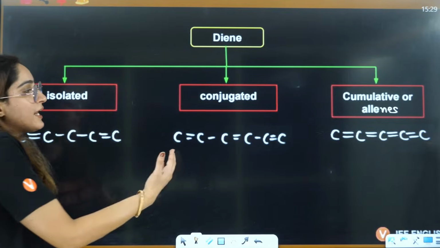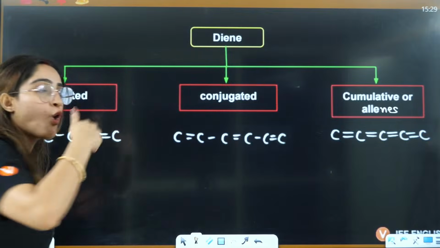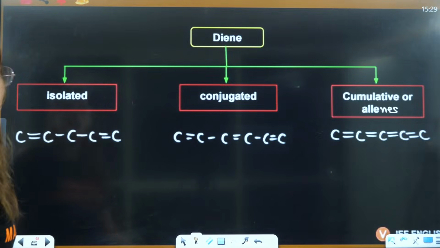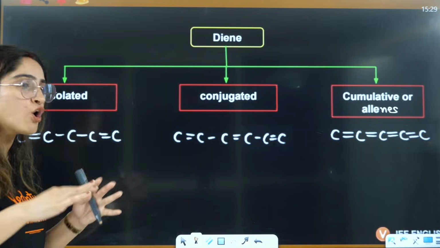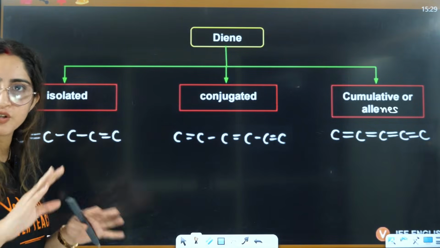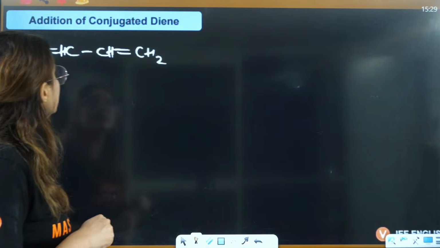Then conjugated alkene means double bond, single bond, double bond, single bond, alternate double and single bonds. Isolated means there is no pattern here, they are not next to each other, they are not alternate. It's not like that, so they are isolated.